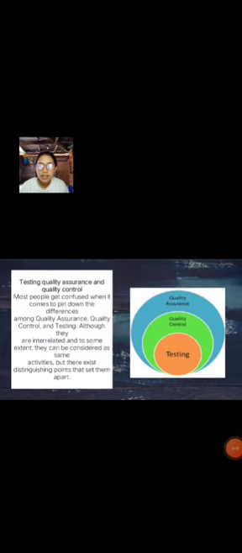Next is the testing, quality assurance, and quality control. Most people get confused when it comes to pinning down the differences among quality assurance, quality control, and testing. Although they are interrelated and to some extent can be considered the same activities, there exist distinguishing points that set them apart. The terms quality assurance and quality control are often used interchangeably, although both are tightly linked, are part of quality management, and are sometimes difficult to differentiate.